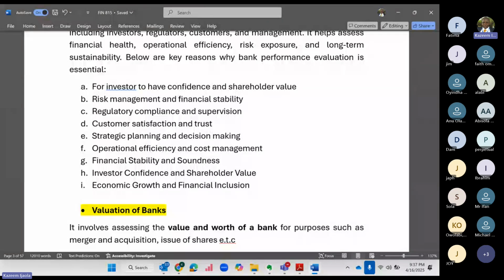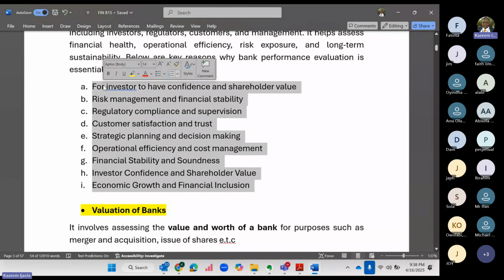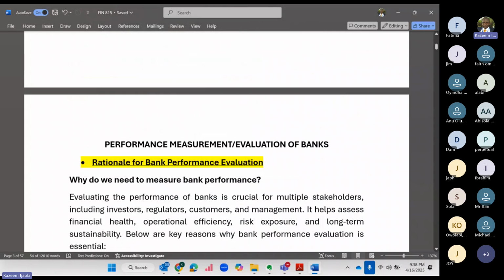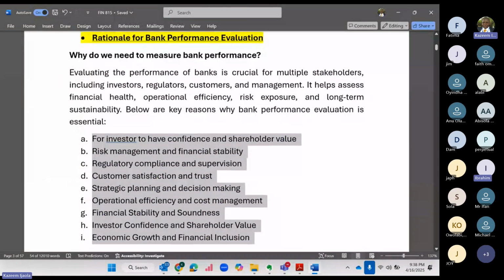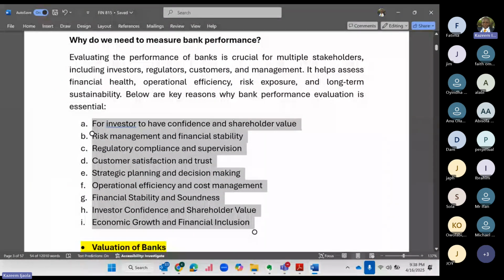Then customer satisfaction and trust. So all these reasons are why you need to measure the performance of banks. So just note them, because they can ask us what the rationales for bank performance evaluation are. That is, why do we need to measure the performance of banks? So please take note of all these points that I've listed here. Okay, so let's move on now.